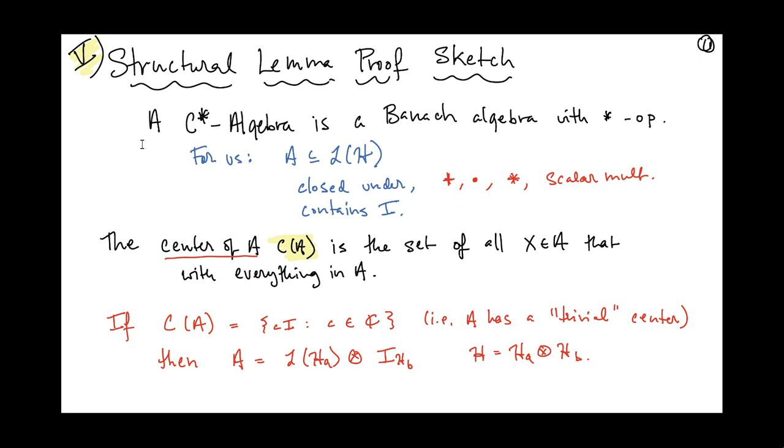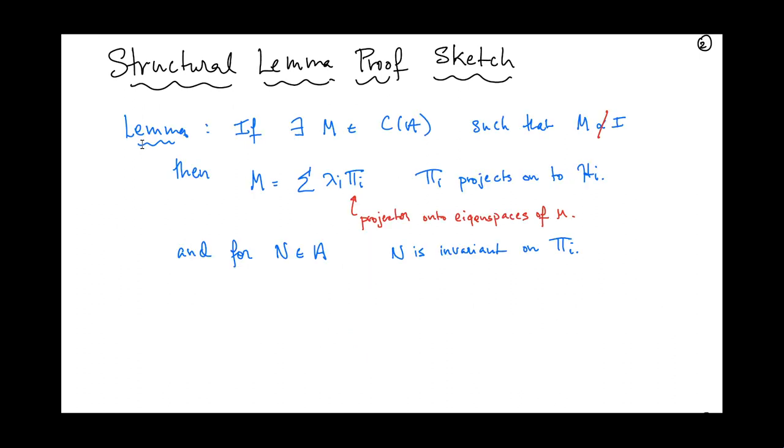They show the following lemma: if I have some operator in the center of my C-star algebra, and it's non-trivial, meaning that I can express it as a sum of projectors onto different portions of the space with different eigenvalues, so I have some non-trivial expression of projecting onto different portions of the space with different eigenvalues.